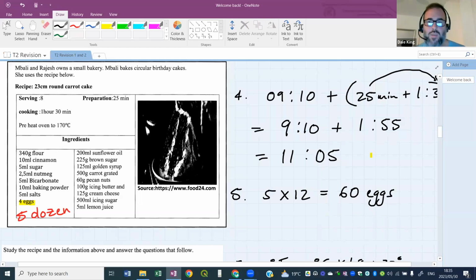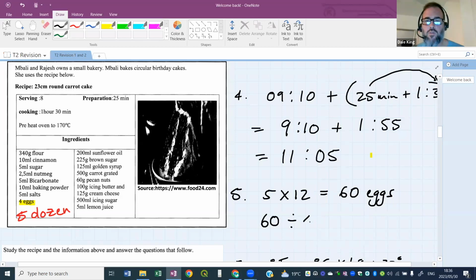Now we need to know how many cakes she can make if she's got 60 eggs. This cake takes 4. So what do we need to do with the 60 and the 4? There we go, Lungile. All right, so she got 60 eggs. How many eggs for one cake? It's 4. So let's cut the 60 eggs up into groups of 4 and see how many we have.